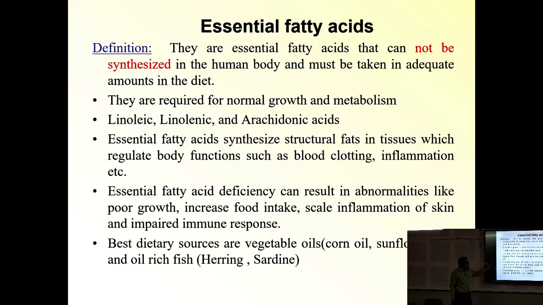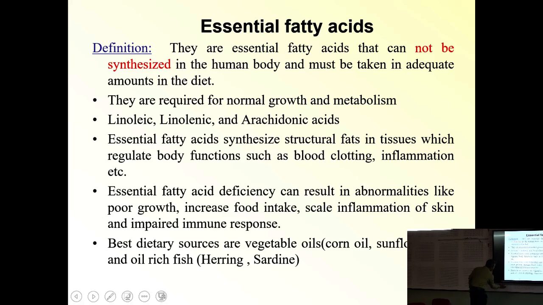So, essential fatty acid deficiency can result in abnormalities like poor growth, increased food intake, scaly inflammation of the skin. Sometimes it also improves the immune system or immune responses. Besides these, dietary sources are vegetable oils: corn oil, sunflower oil, peanut oil, all rich in them. Certain marine sources also exist. Oil rich fish, herring or sardine, are the names of fishes having a higher proportion of them.